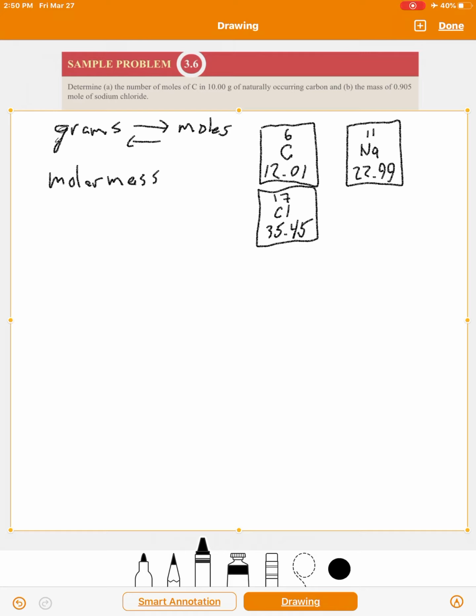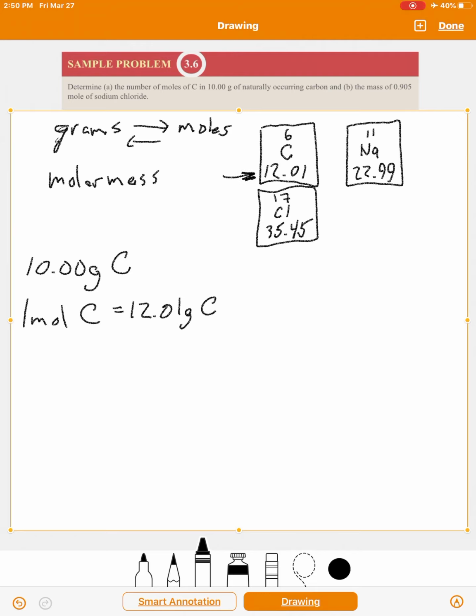So let's start with part A. We have 10 grams of naturally occurring carbon. So we're going to take the given piece of information, which is the 10.00 grams of carbon, and we want to find the number of moles. So we're going to do a conversion to moles. So here's how you go about it. What we would say is that 1 mole of carbon is equal to 12.01 grams of carbon. That's this number right here.